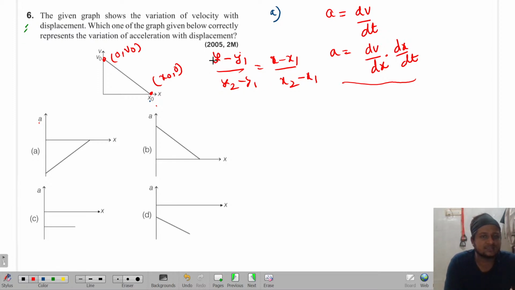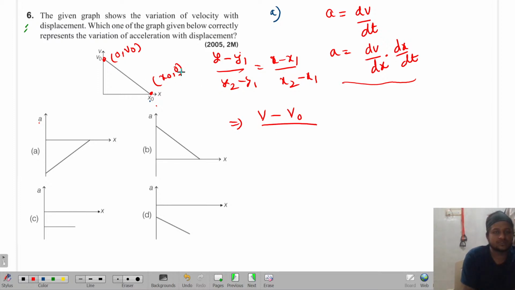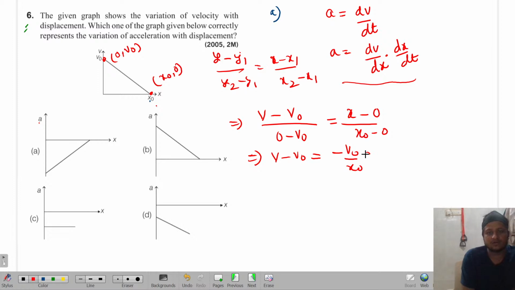If I have the Cartesian axis as y and x, here Cartesian axis is v and x, so this will become what? V minus y1 is how much? Let's suppose this is y1, it is equal to v naught, divided by y2 is what? 0, 0 minus v naught. That is equal to nothing but x is what? X is x. x1 is how much? It is equal to 0 divided by x2 is how much? X naught minus 0. Okay, so what you got as your particular equation? V minus v naught is equal to minus v naught divided by x naught into x.